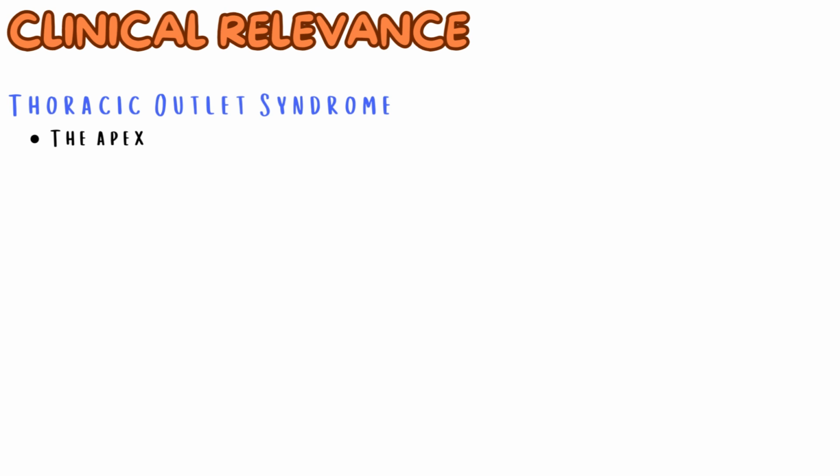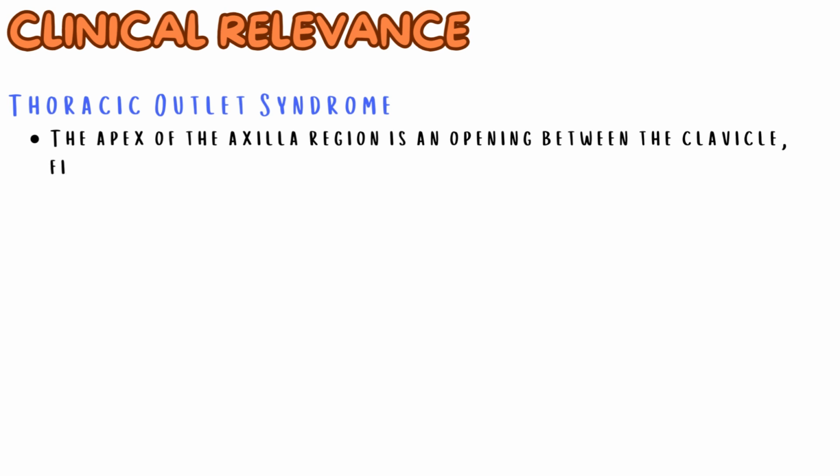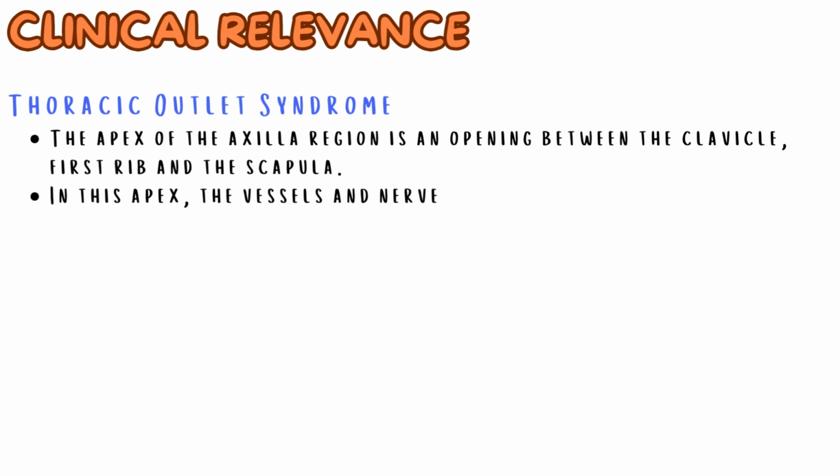Now our last part of this topic is its clinical relevance. The first one is thoracic outlet syndrome. So basically, the apex of the axilla region is an opening between the clavicle, first rib, and the scapula. In this apex, the vessels and nerves may get compressed between the bones. So this is called thoracic outlet syndrome.